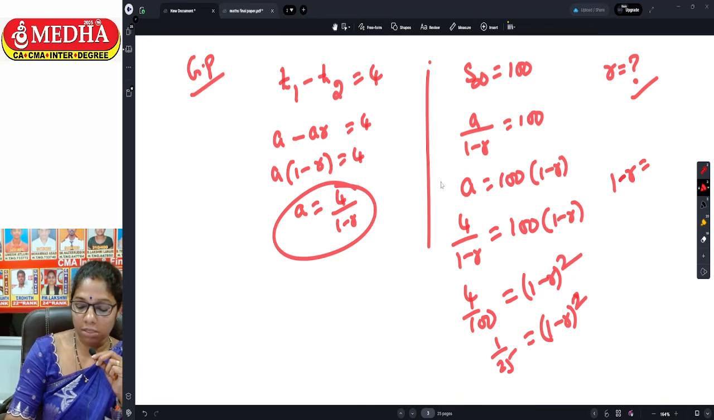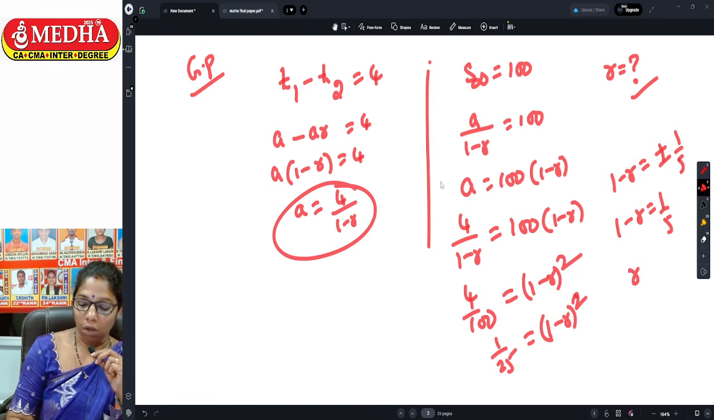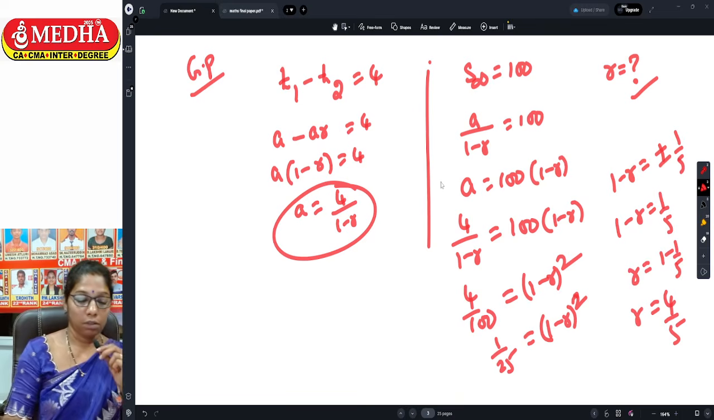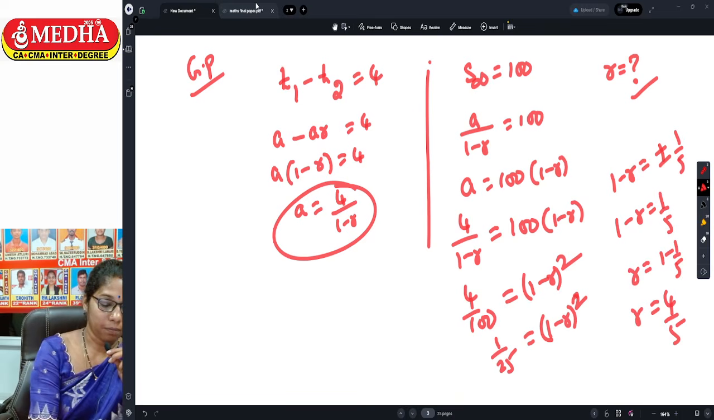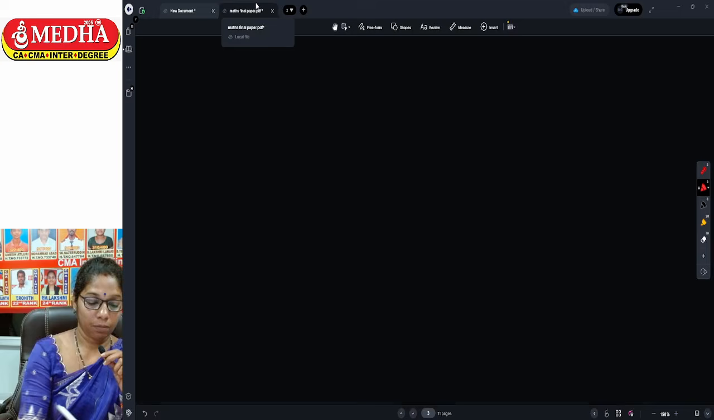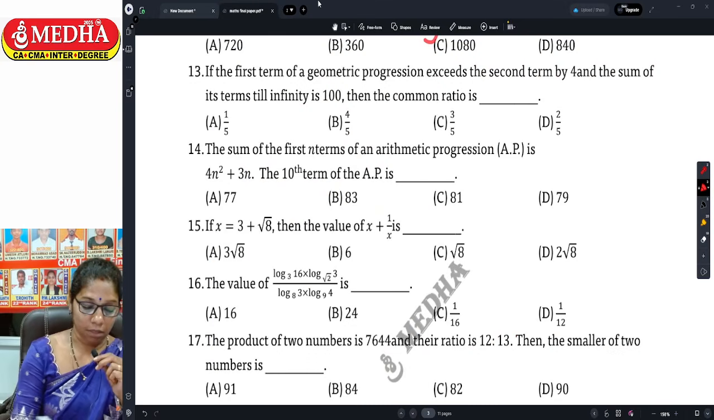Then 1 minus R is equal to plus or minus 1 by 5. Only plus 1 by 5 exists. So R is equal to 1 minus 1 by 5. R is equal to 4 by 5 is the solution. 4 by 5 is the common ratio.